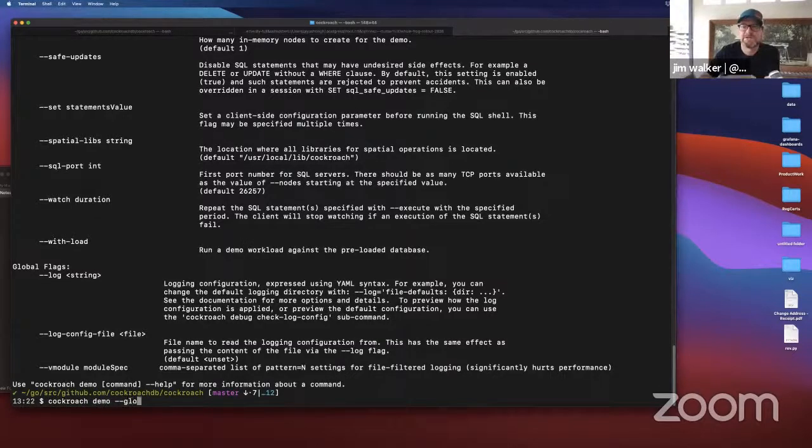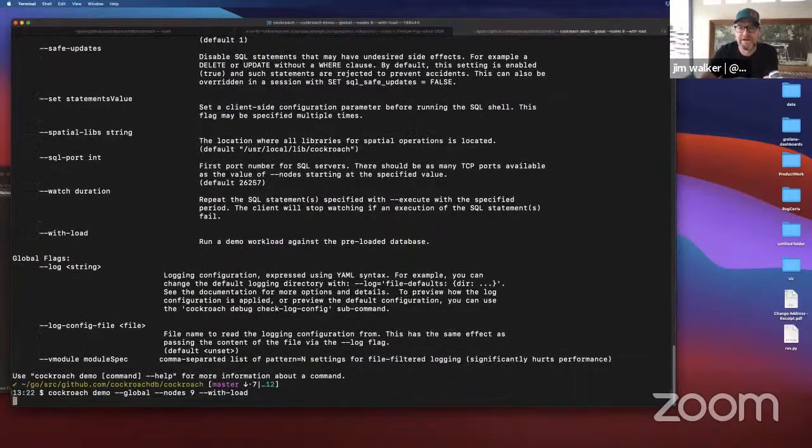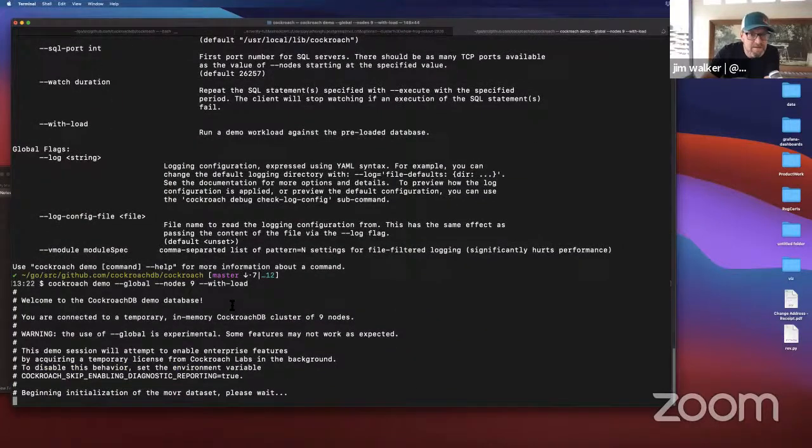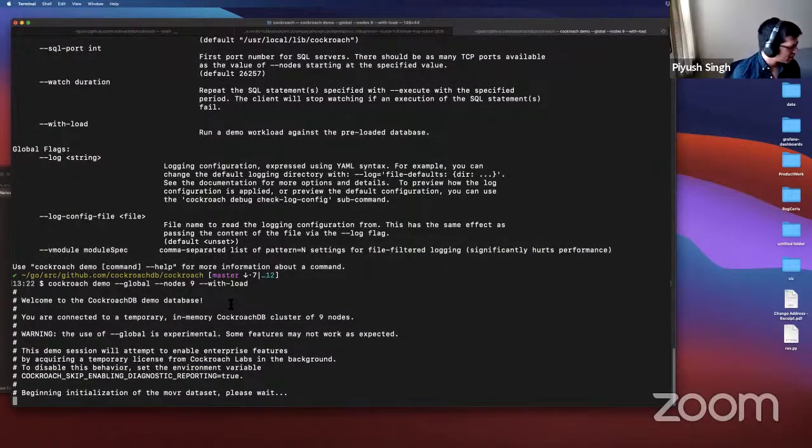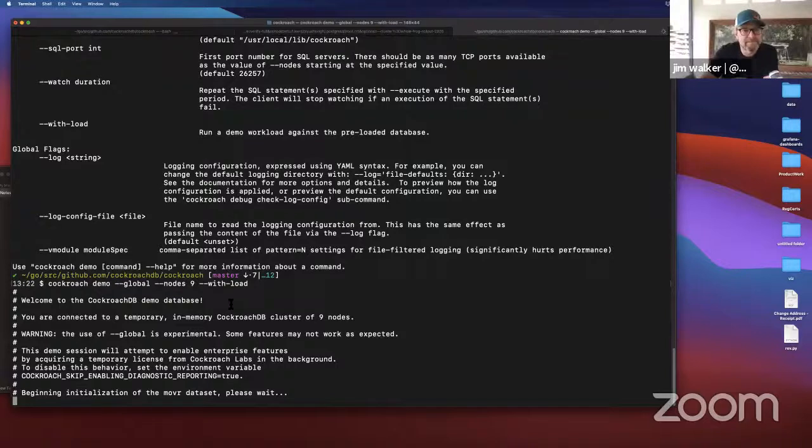So we have a demo cluster, and we actually package a couple of different workloads here. We have TPCC. We have something called Movr, which is a sample app that we use all the time. I think we have YCSB. We have a couple of them here, right, Piyush? So which did you choose? By default, it's Movr. By default, that's right. Yep. But you could change it.